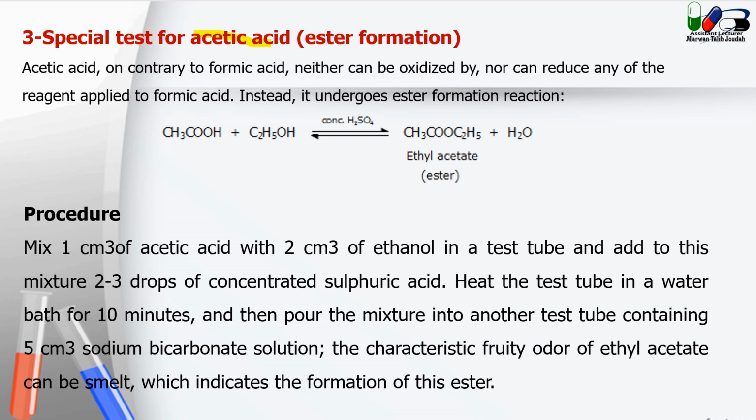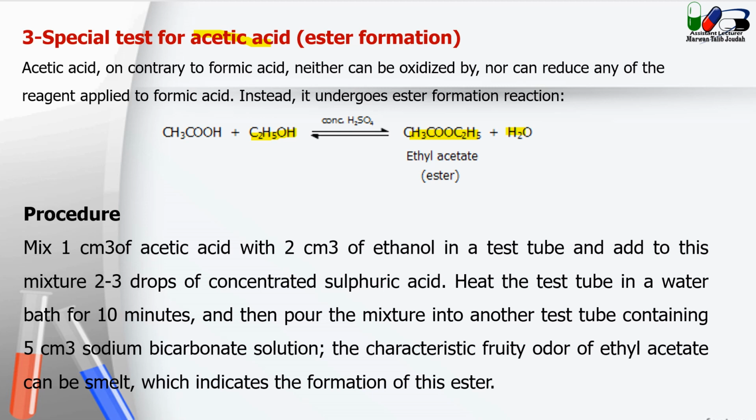CH3COOH with C2H5OH, which is ethanol. Okay, with concentrated H2SO4, it will give us ethyl acetate, which is the ester of the carboxylic acid, plus water. This reaction is only for acetic acid.